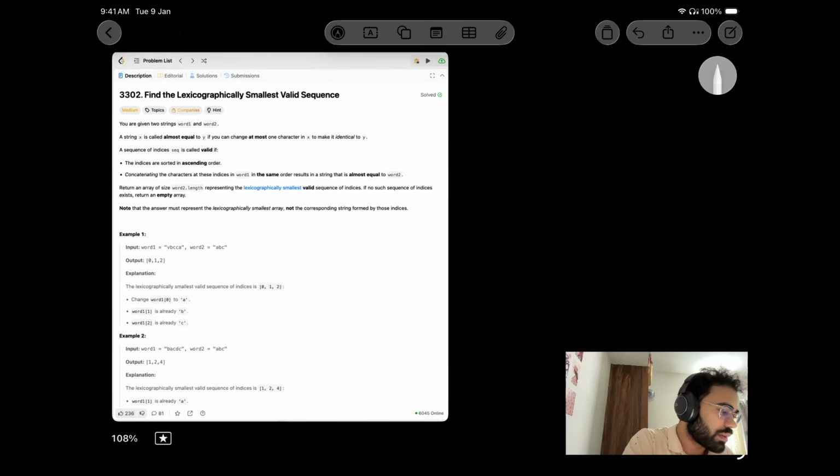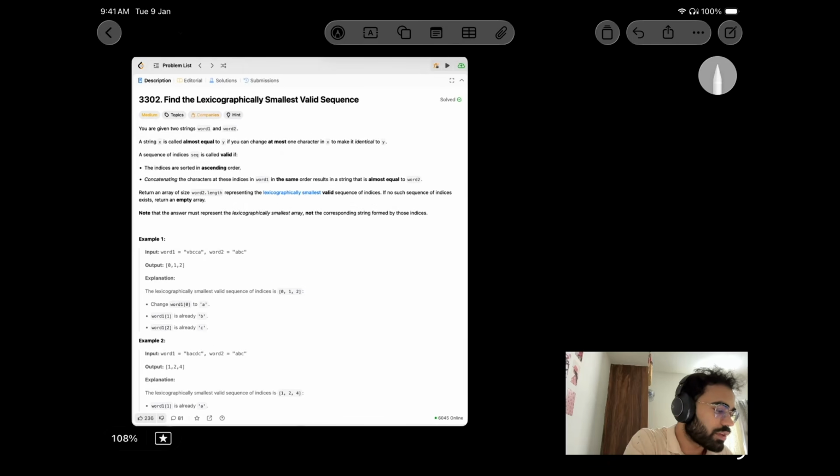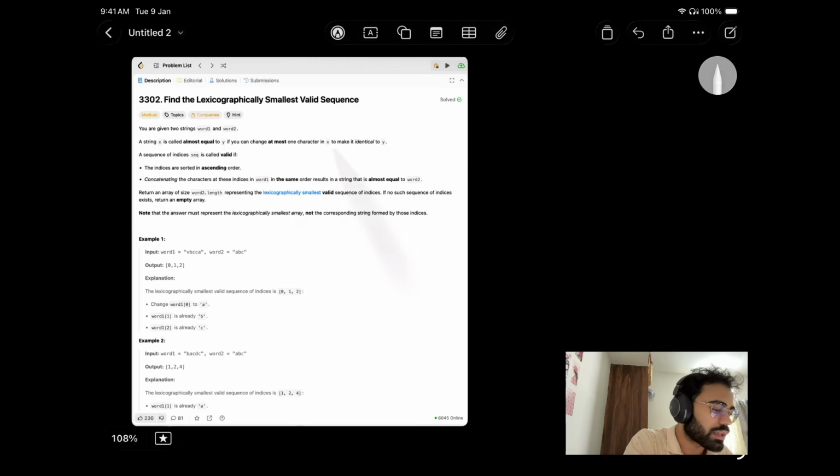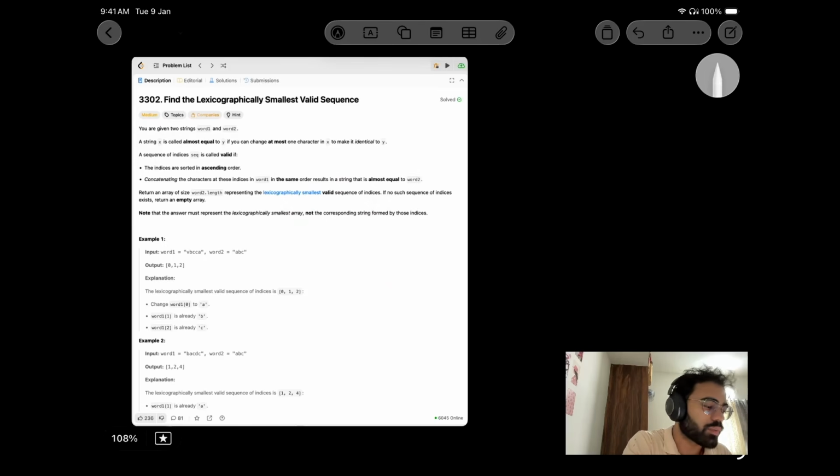Okay, sorry, a string x is almost equal to y if we can change at most one character in x and make it identical to y, basically, right? After one change, if we can make it equal to y. A sequence of indices is valid if, in ascending order, the result is almost equal to word 2.